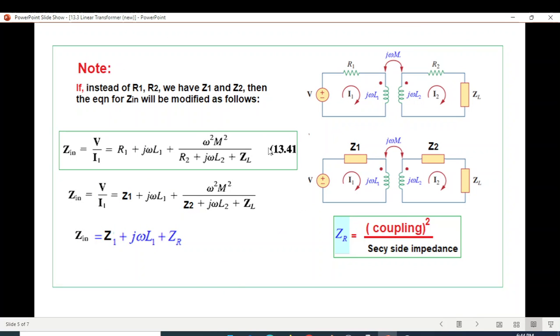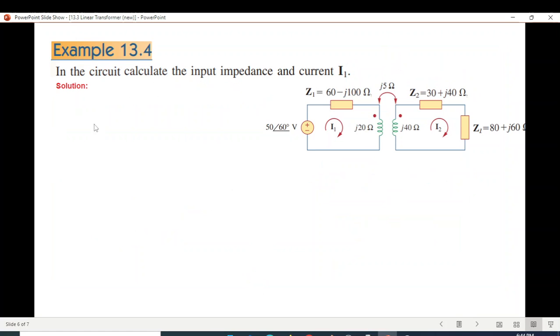Okay, now in the examples that we'll be solving, instead of R, he has used Z1 and Z2. So simply in the formula, we replace R1 by Z1 and R2 by Z2. Okay, this is example 13.4. In the circuit, calculate the input impedance and current I1. So this is the circuit.